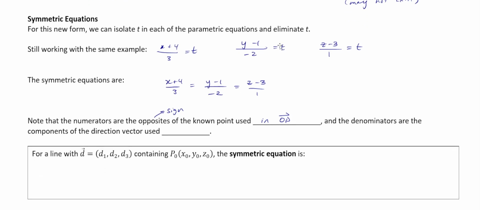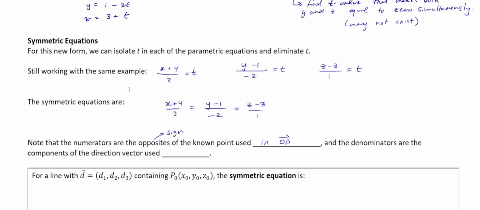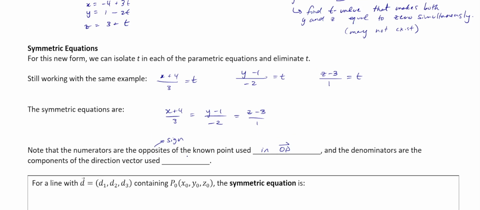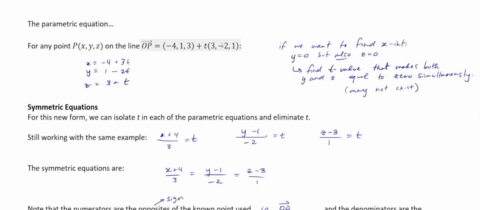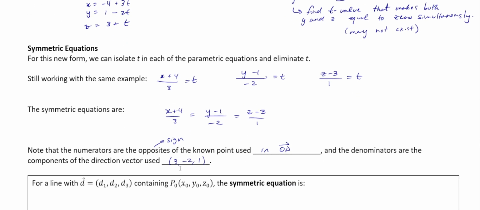And the denominators, and this will answer your question as to why I've left the negative here and why I put a 1 here. The denominators are the components of the direction vector used, and in this case it was 3, -2, and 1. Right, so if we look at the direction vector 3, -2, 1, those are my denominators.